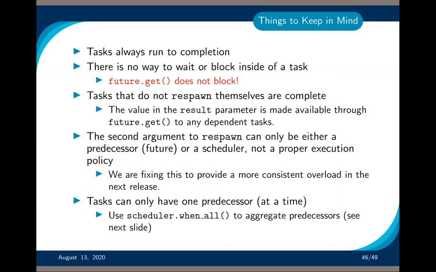So let's talk about things to keep in mind. And then we have one more thing to introduce, and then we're going to talk about the exercise. Unlike other task-based programming models, Kokkos tasks always run to completion. That's an easy, fundamental thing to keep in mind when you're reading a program and trying to figure out what's going on. Tasks run to completion, they don't block. No one else can block you. If you're calling someone else's function inside of your task, they can't block you if they're using Kokkos tasking. Future.get does not block. You're just in this entirely non-blocking world.